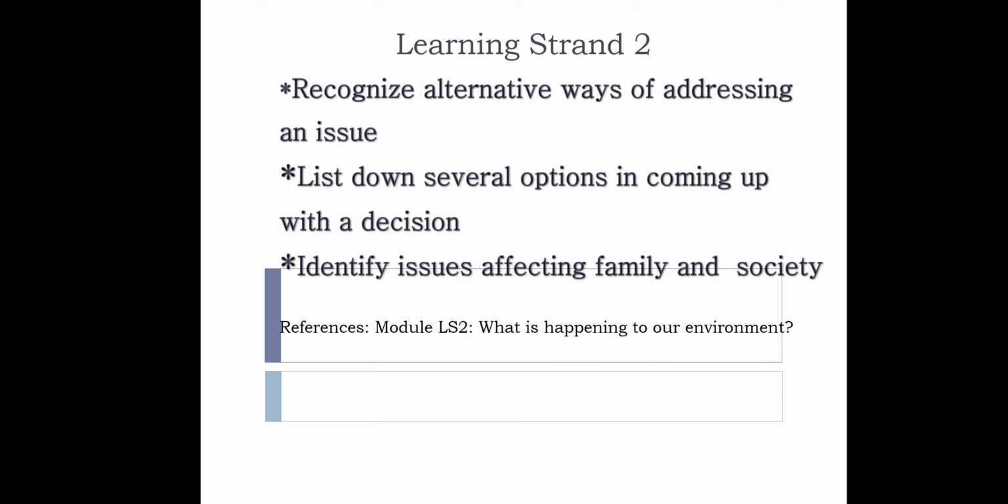Our learning competencies for this day are: recognize alternative ways of addressing an issue, list down several options in coming up with a decision, and identify issues affecting family and society. We'll study a lesson module for today. What is happening to our environment? Let's see what you already know.